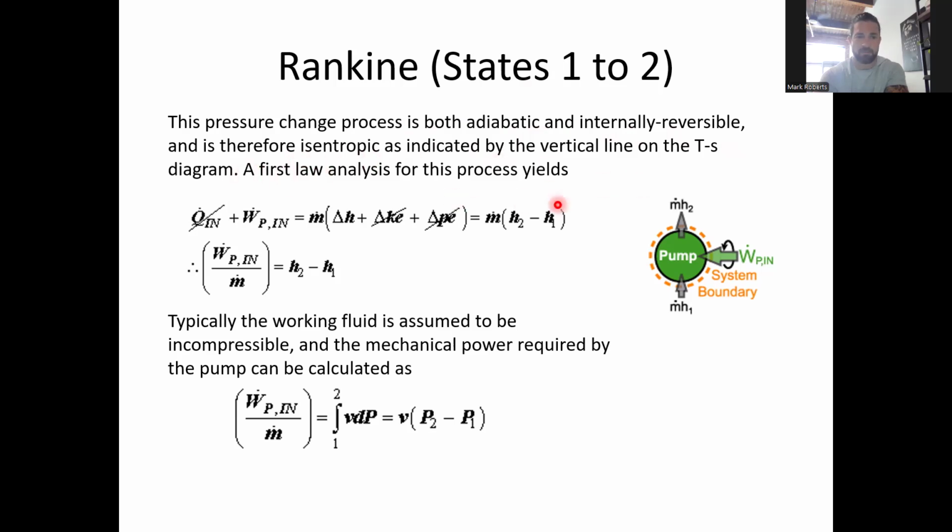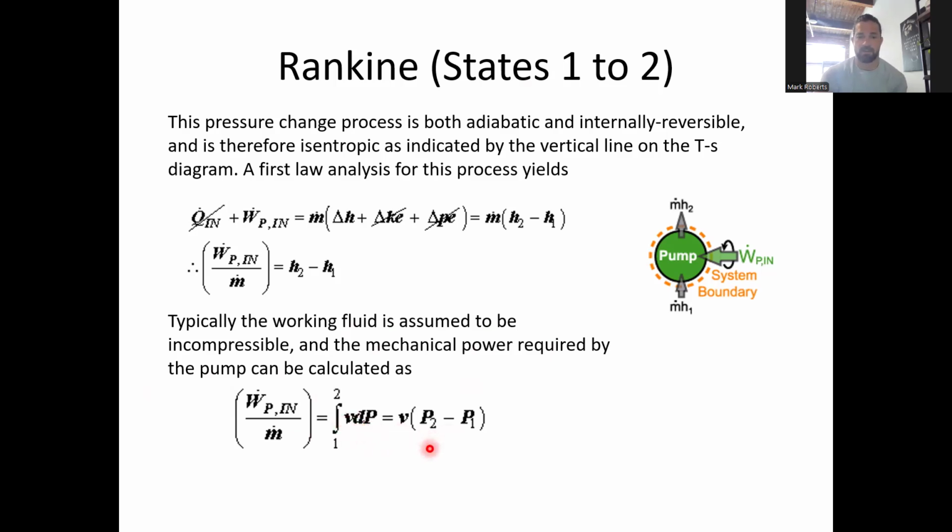So the first law for an isentropic process, Q is 0. We have work just equals m times delta H. So this is the work where we're putting work in using the pump to go from a saturated liquid to a pressurized liquid. Typically the working fluid is assumed to be incompressible, and the mechanical power required by the pump can be calculated by the integral of V delta P.